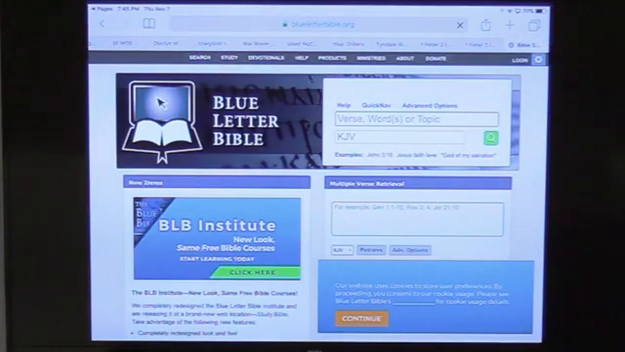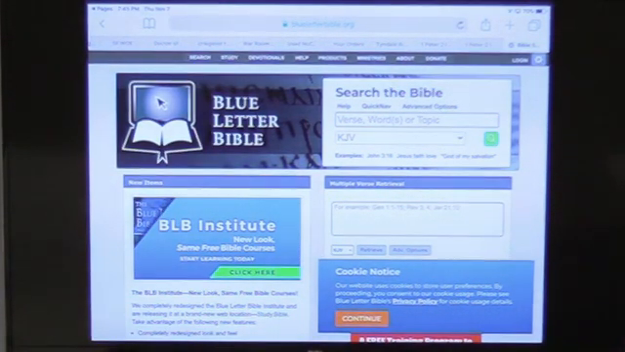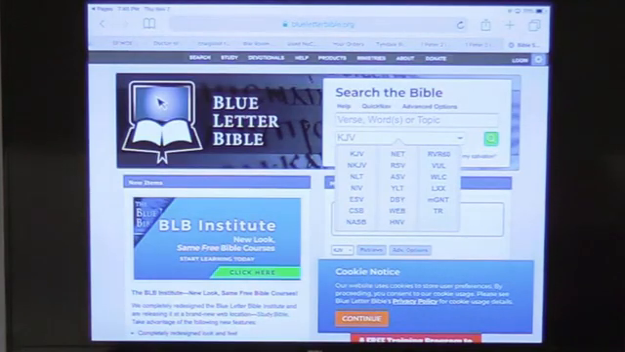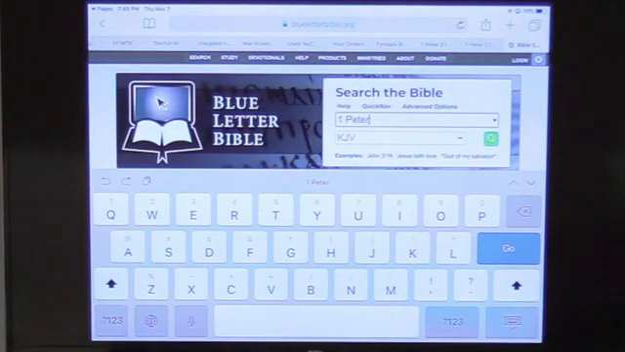So all you do is put in your verse right here, and what do I put for this? You can choose a different version, but I think when you get to this level, it might always take you to the King James. I'm not sure. 1 Peter 2.